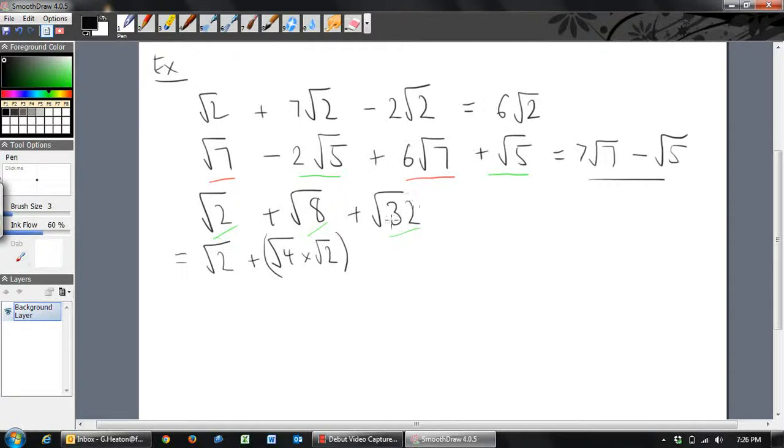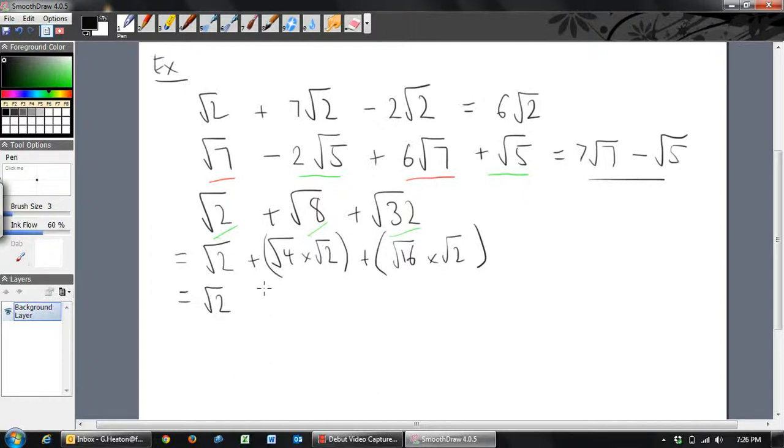How about 32? Well, 4 goes into 32, so that works. But always look for the biggest number that goes into a number, and 16 goes into 32. 16 is also a perfect square, and it goes into there. So what we'll do is write that as root 16 times root 2. Awesome.